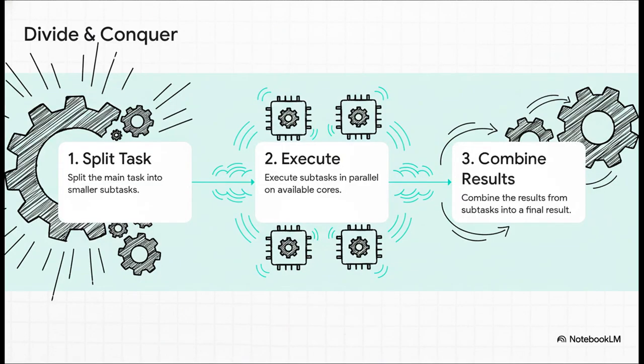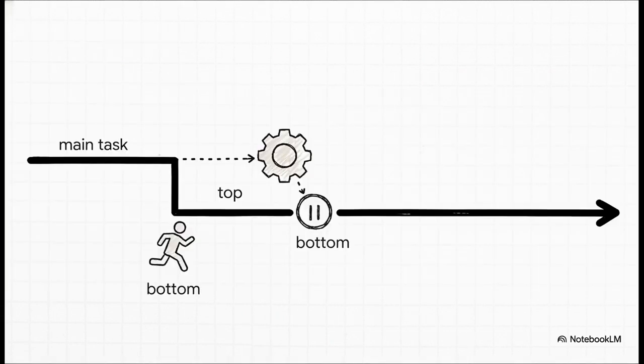The strategy is actually really simple when you look at it. It's just 3 steps. First, you take a big, complex task and you split it into smaller, bite-sized pieces. Next, you execute all those little pieces at the same time, in parallel, on different CPU cores. And finally, you take all those individual answers and combine them back together to get your one final result. Simple, right? So let's get into the nitty-gritty of how the code actually works.